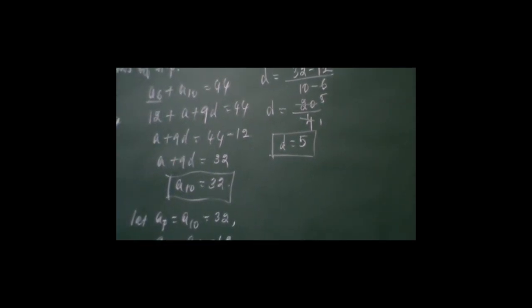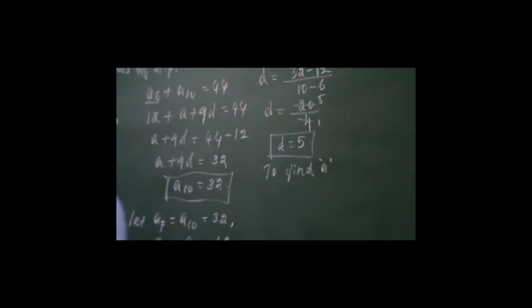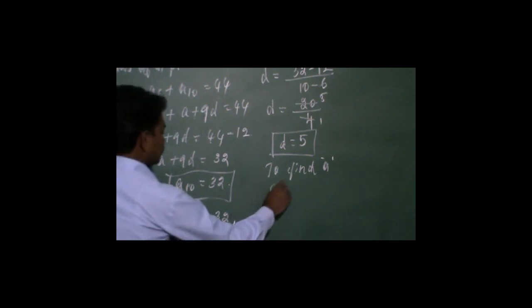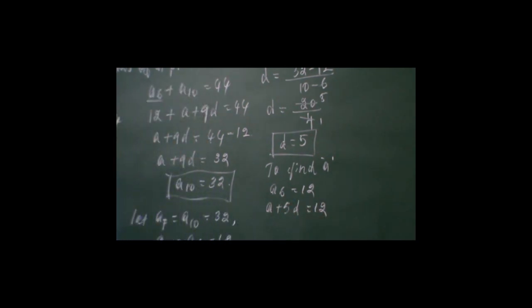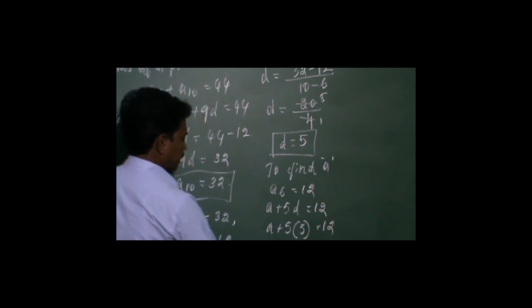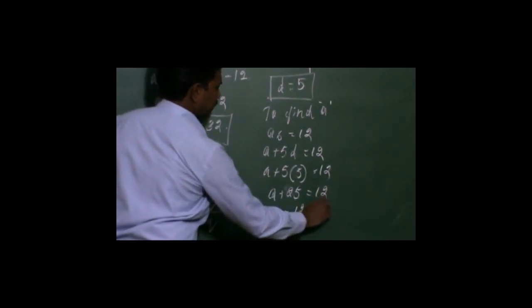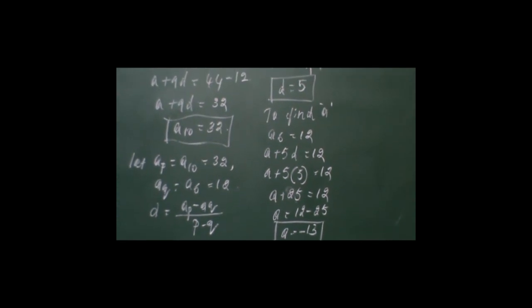Now we have to find the value of A. Take that D and substitute it in any one of the terms you have to get A. You can take A6 is equal to 12 or A10 is equal to 32. A6 can be written as A plus 5D is equal to 12. So A plus 5 into 5 is equal to 12. A plus 25 is equal to 12. So A is equal to 12 minus 25. So A is equal to minus 13, the first term.